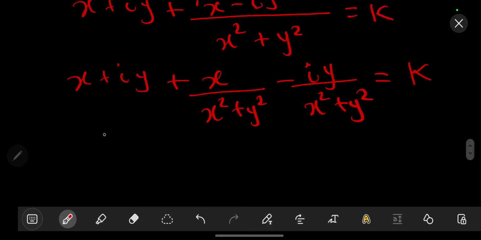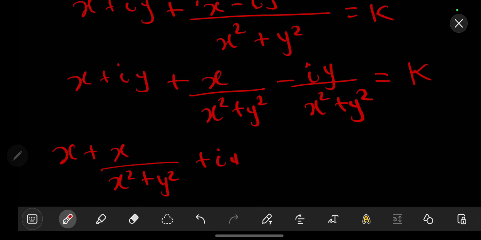So in this case, we have separated it. It means let's collect the real with the real. So we have our x plus our iy like that. Then let's get the real parts, in other words, the ones without i. So this is what we have, then we have plus our iy, then minus our iy over our x squared plus y squared. It's more like we are collecting the like terms.